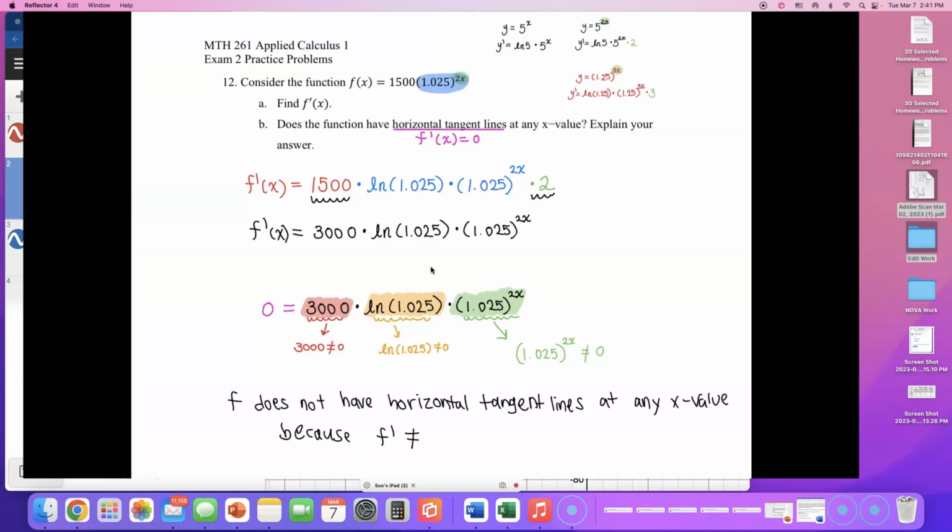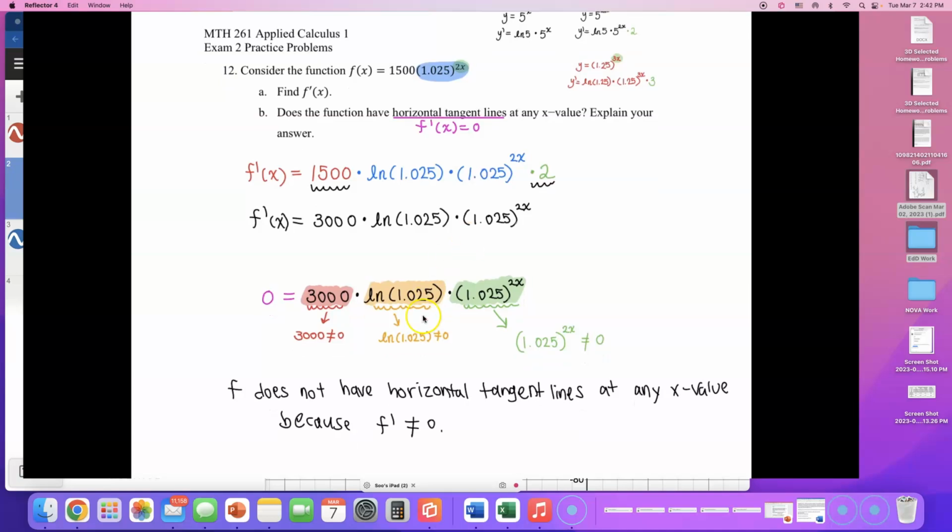I think that's enough. You see what I mean? So if you communicate that, that will be fine. We set the derivative equal to 0. We try to see which one of these can turn into 0 to make the whole thing 0, but we found out that's never going to happen. So that should be enough. If you talk about how the derivative is never equal to 0, therefore does not have any horizontal tangent, that should be good.